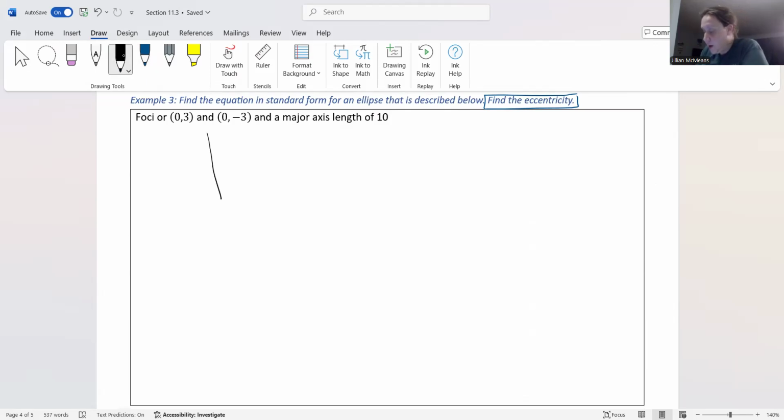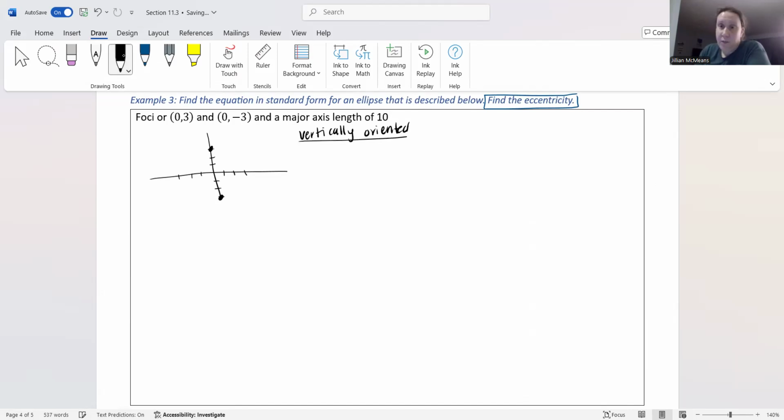So I'm going to draw an XY plane. All right, so we have foci, or focus points, at (0, 3). So how do I get to the point (0, 3)? Well, at the origin, I don't go left or right, but I do go up. So this is the first focus point, and then this is the second focus point. So what this tells me is this is definitely vertically oriented.